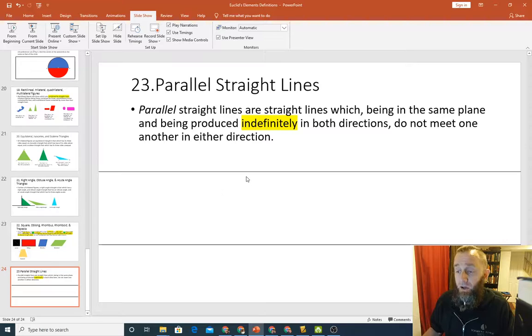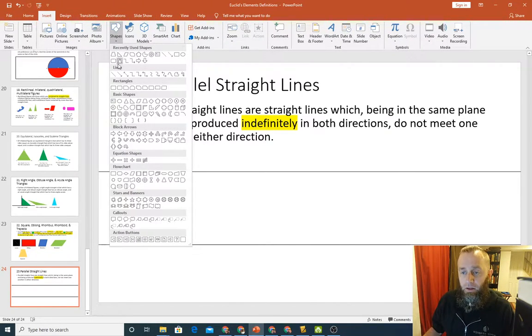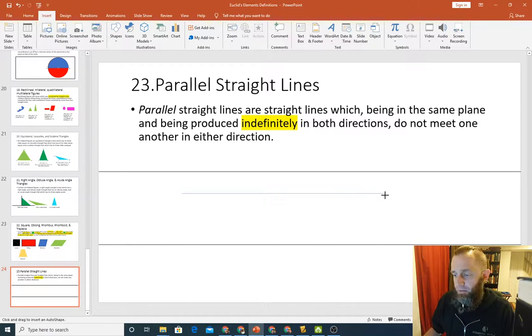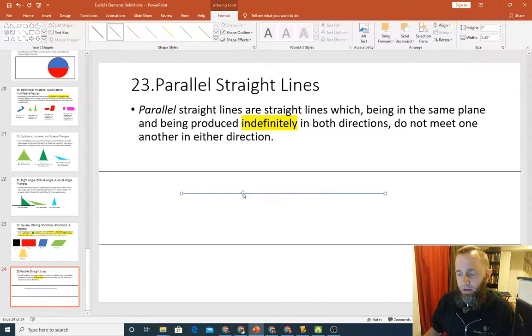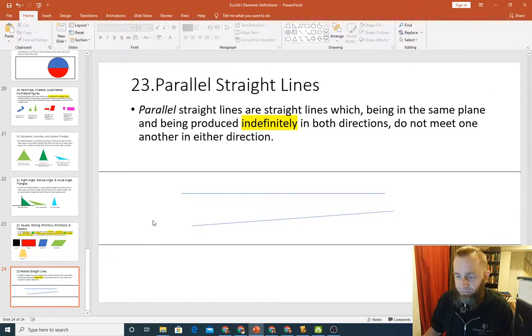Okay, so parallel straight lines are straight lines which, being in the same plane, so let's make two straight lines in the same plane. We've got our plane now. Let's make some straight lines. All right, there's a straight line, and here's another one. All right, some straight lines.